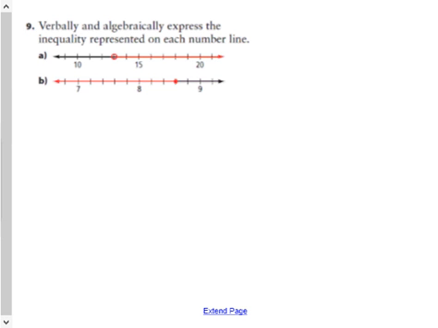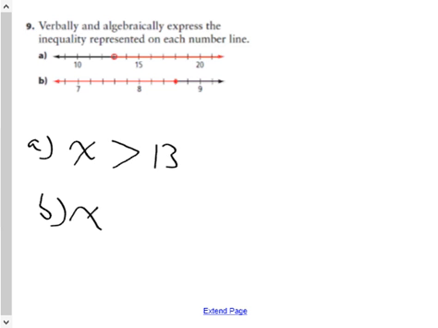Question 9 says to express both algebraically and verbally the number line. This is an open boundary point in A, so it does not include, but we'll just say all values for x greater than 13. Because it's an open boundary point, it does not include the number 13, but any value greater than would be expressed on that red line. And B, all values less than or equal to, and this is 8.2, 8.4, 8.6, 8.8, and 9. So it's all values less than or equal to 8.6.